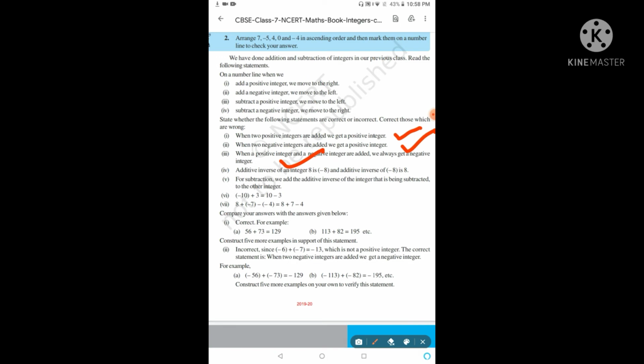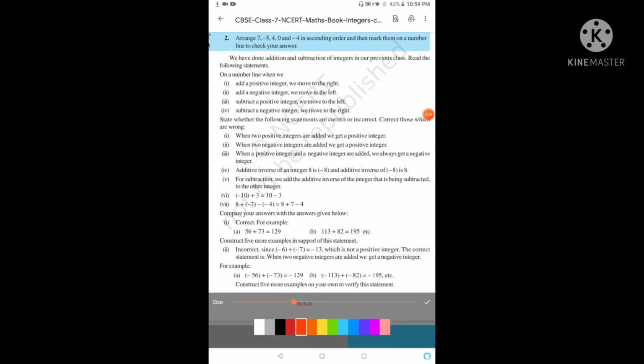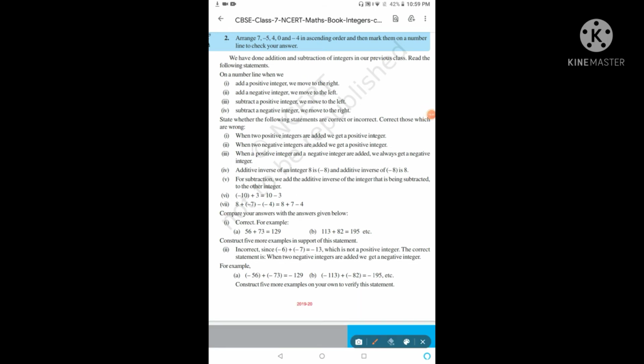Additive inverse of 8, of minus 8, will be. I hope you know what is additive inverse. You all should see what is additive inverse. When a number is plus, meaning it is plus 3, it will become minus 3. If a number is minus 4, it will become 4. We do not need to show the plus sign, okay?